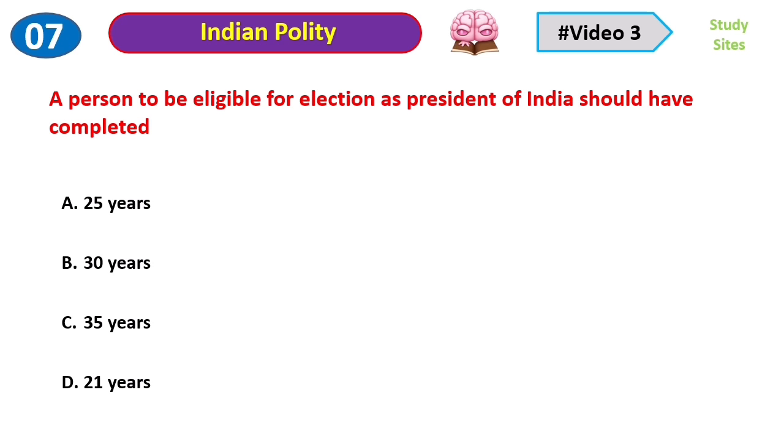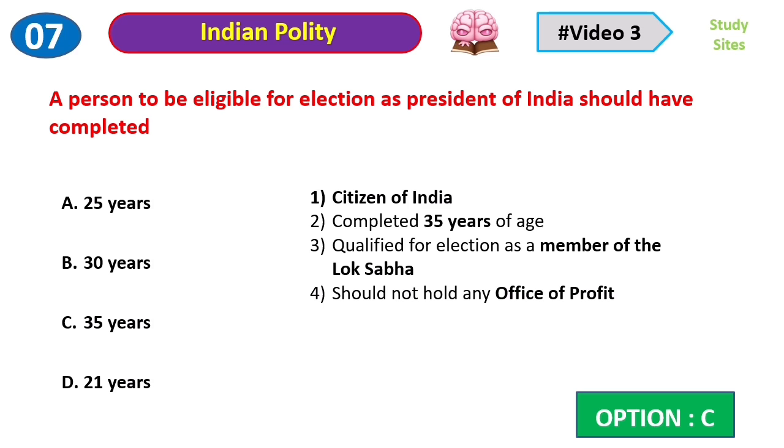A person to be eligible for election as President of India should have completed 35 years of age. And friends, to be eligible to become President of India, you should be a citizen of India. You should have completed 35 years of age, be qualified for election as a member of Lok Sabha, and should not hold any office of profit.